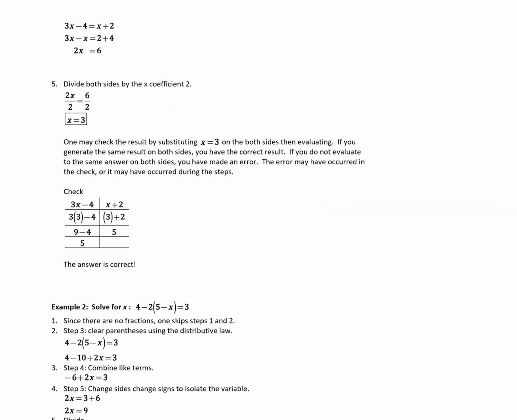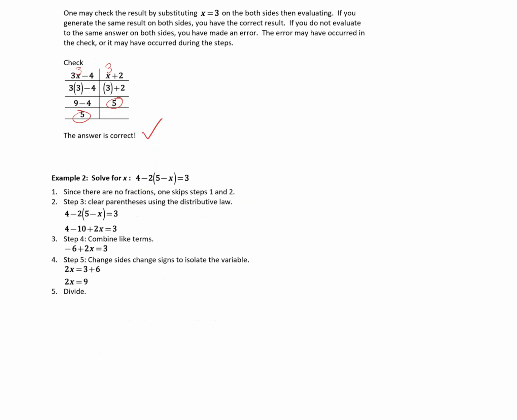You can check the answer by substituting a 3 on both sides and evaluating. So when I put a 3 in for x on the left side, I get 9 minus 4, which is a 5. When I put 3 on the right side, I get 5 as well, 3 plus 2, so it's correct. Okay, the next one.